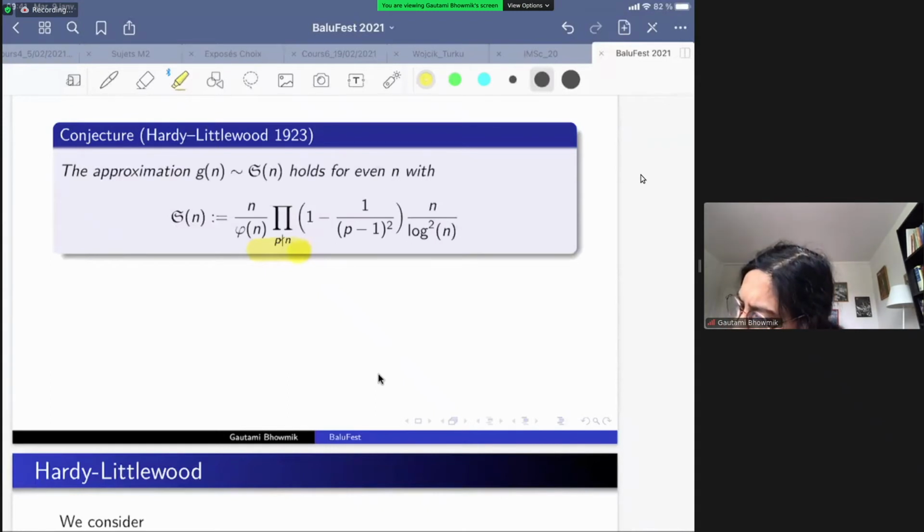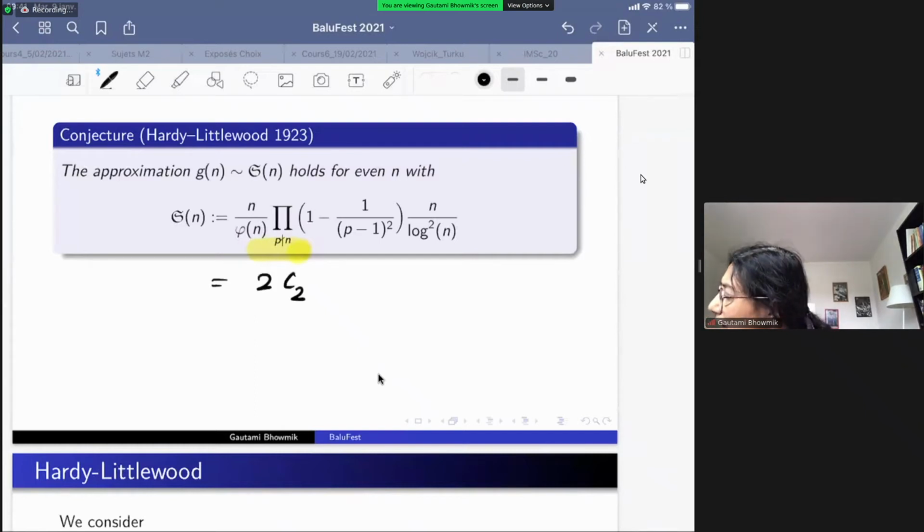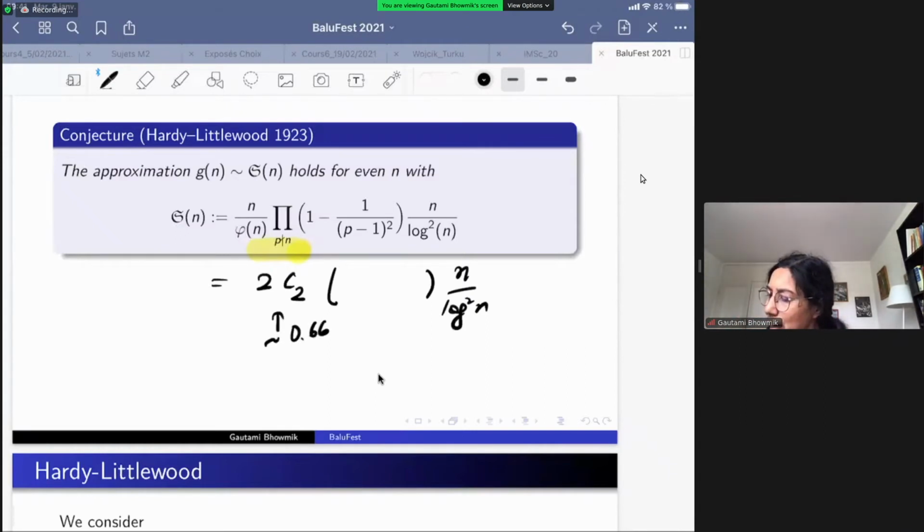So this is equal to 2 times C2. This is the constant involved in the twin prime problem, and some product here, and the same thing here. And this C2 is about 0.66. So this is approximately 0.66.